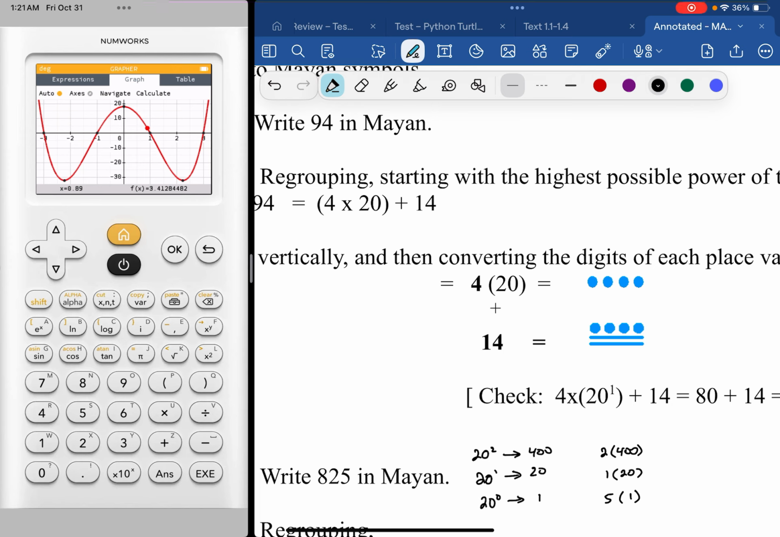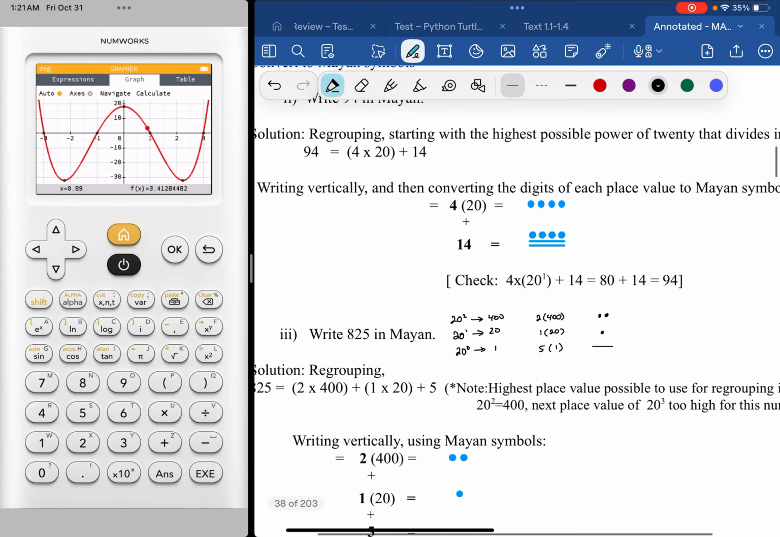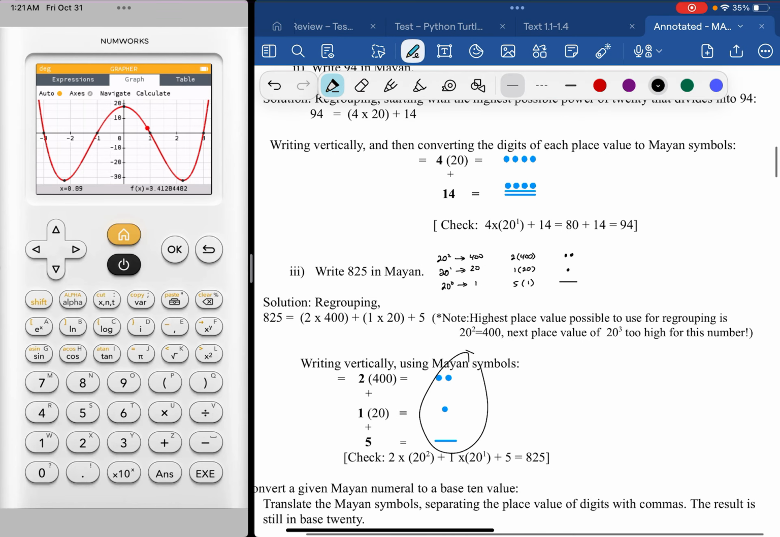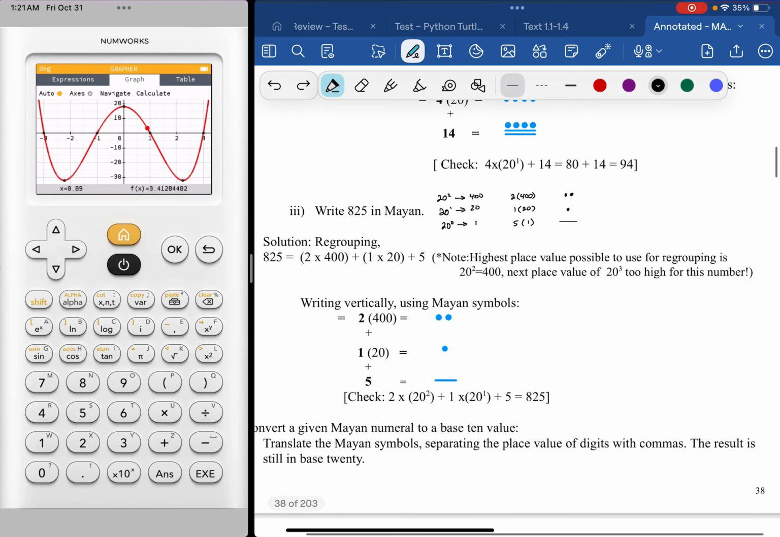So on the 400 level, I need my symbol for 2, which is 2 dots. On my 20 level, 1. And on my 1 level, I need 5. All right, so 5 of the 1s, 1 of the 20s, and 2 of the 400s. All right, and there it is. Kind of looks like a neutral face.